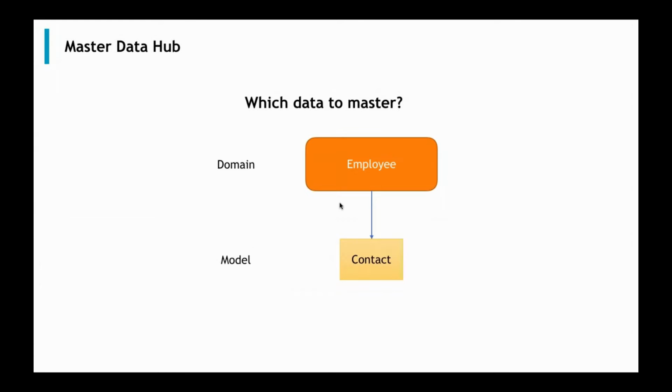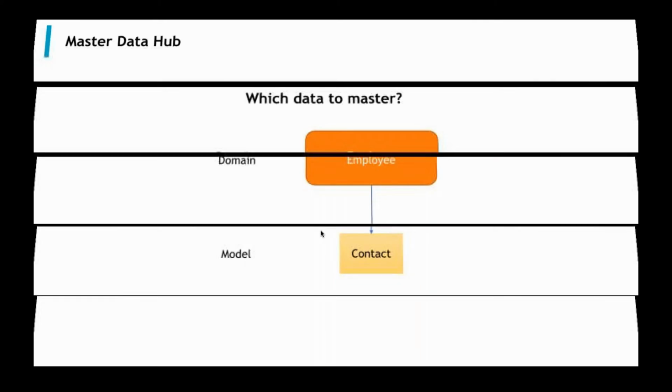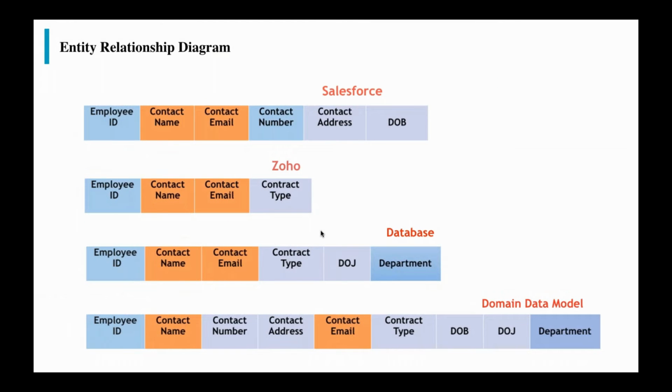But before that, we need to identify which data to master. So according to our use case, we are going to work on employee contact information, right? So the domain will be employee and the model will be contact. Then we need to work on the entity relationship diagram.